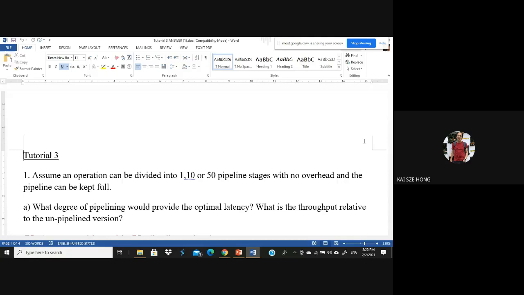What degree of pipelining would provide the optimal latency? Okay, which one will provide the optimal latency? Start to answer, sir. Latency, either 1, 10, or 50. Okay, I'll give you maybe 2 minutes. You can answer which one provides optimal latency. Which one, 1, 10, or 50? For example, no overhead of the pipeline registers.